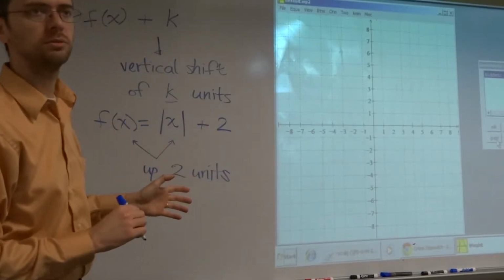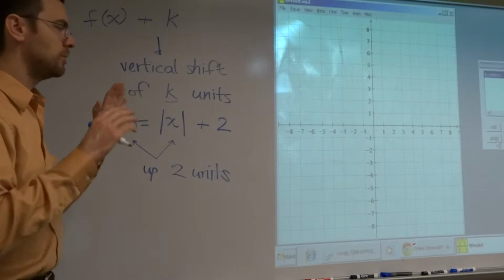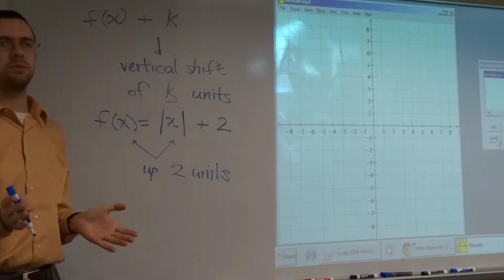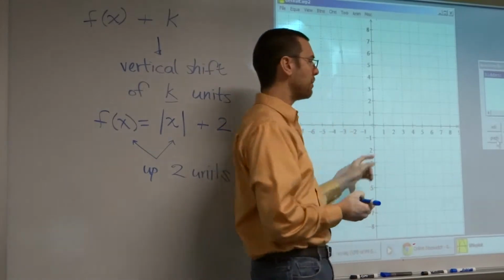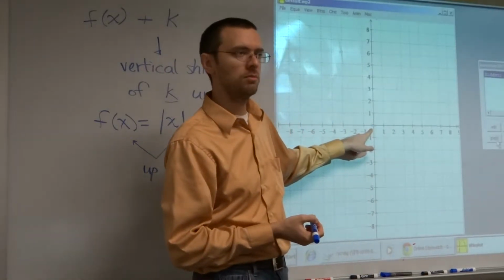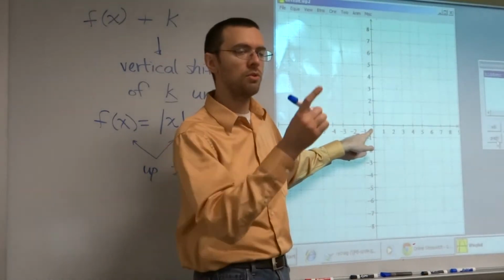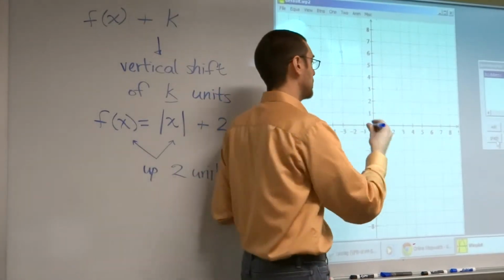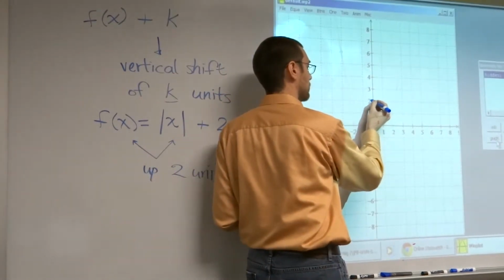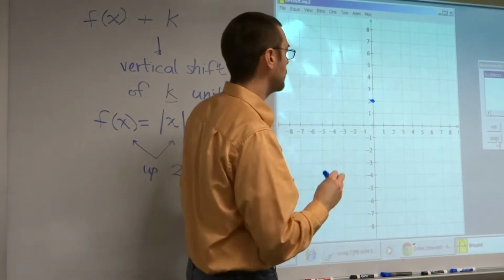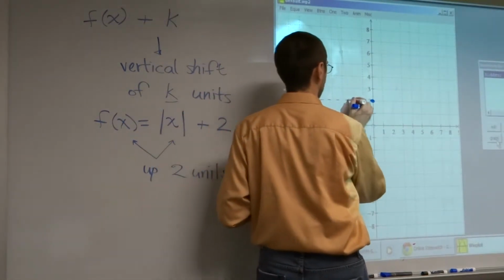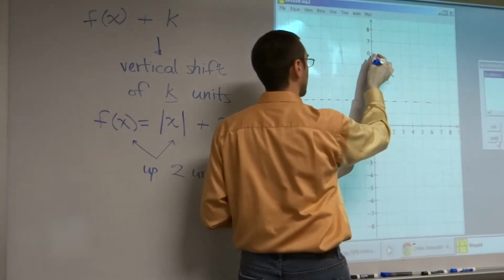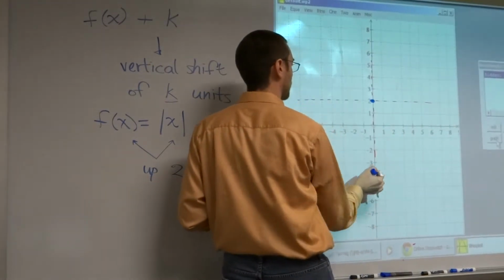Do you all agree with that? Okay. So now put this into action. My original vertex would have been here at the origin, but what am I doing with this guy? So the vertex is now what? 0, 2. Okay. Now just like we did before, I'm going to draw a new set of axes here based off of my vertex.